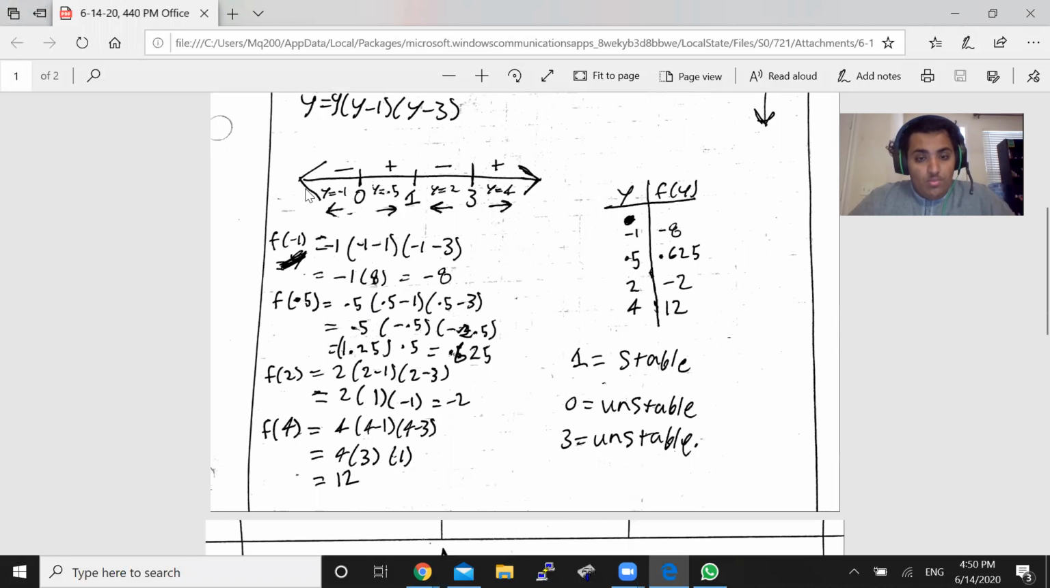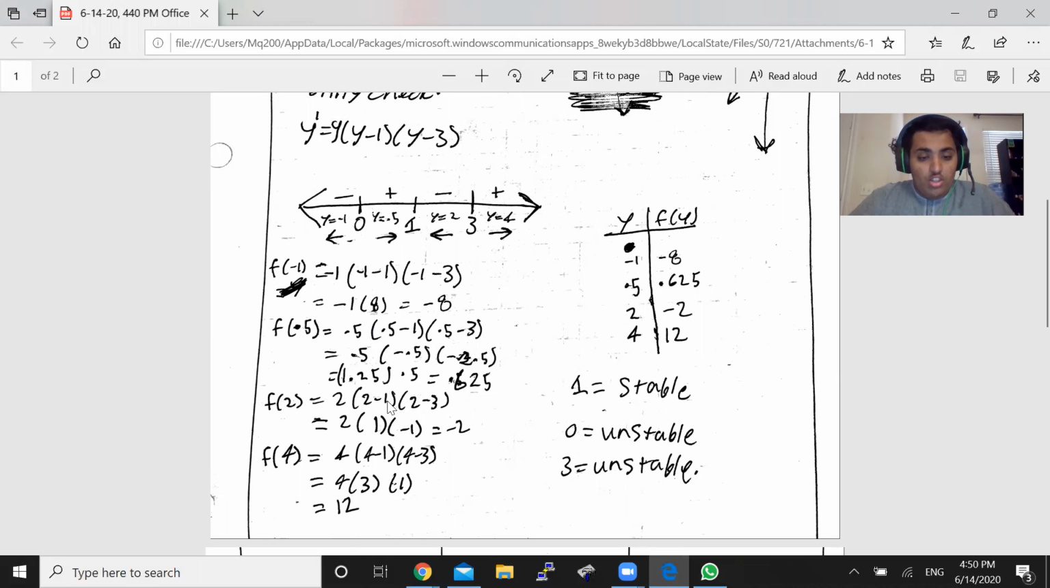As you can see here, this is the calculation. I just plug the numbers I chose into the equation. If I put in -1, I get a negative, so I put a negative on top. Between 0 and 1, I get a positive, 0.625, so I put a plus there. Between 1 and 3, I get -2. Above 3, I get 12. So a negative, a positive, a negative, and a positive, and that helps me draw these arrows that tell me which direction it's going. If it's negative, it's going to the left, and if it's positive, it's going to the right.